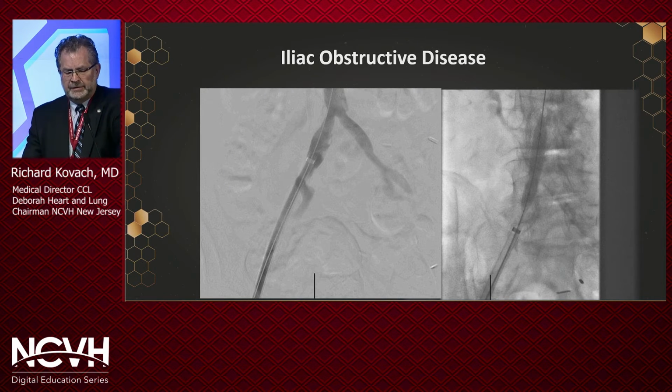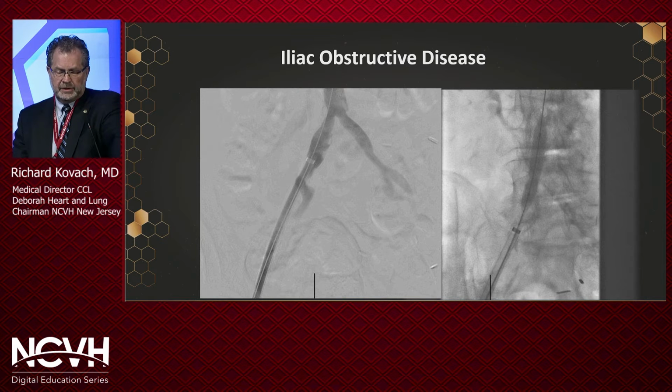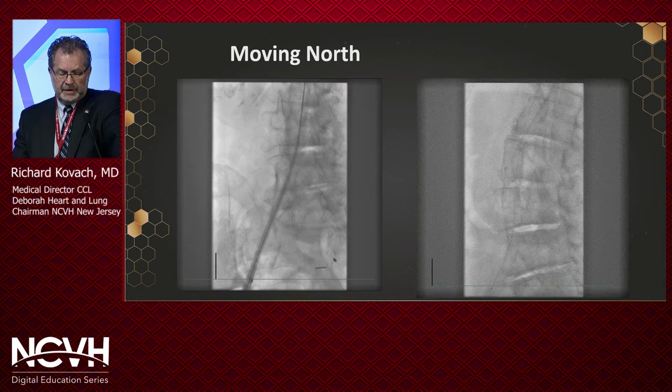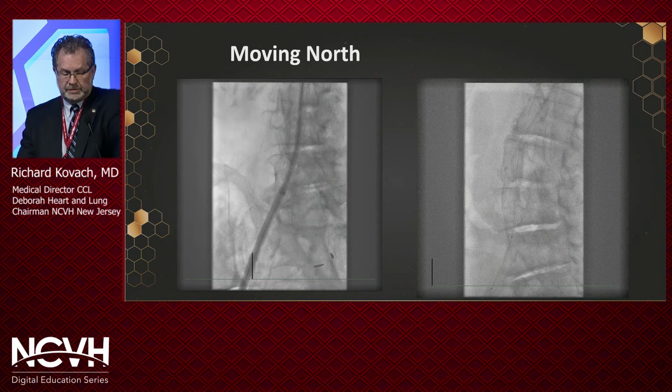Advanced up higher, again you can see a very eccentric calcified lesion in the common iliac artery, which we then approached with balloon angioplasty. This allowed us to get our TAVR sheath up past that initial obstruction.